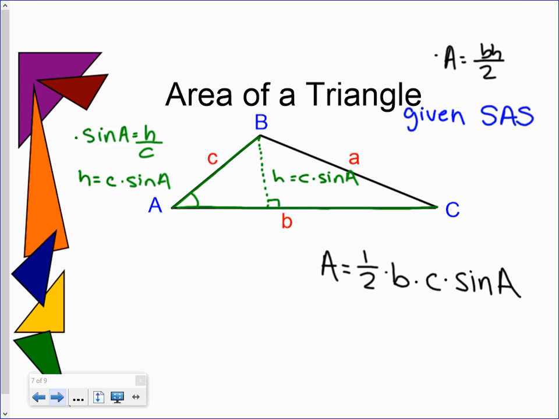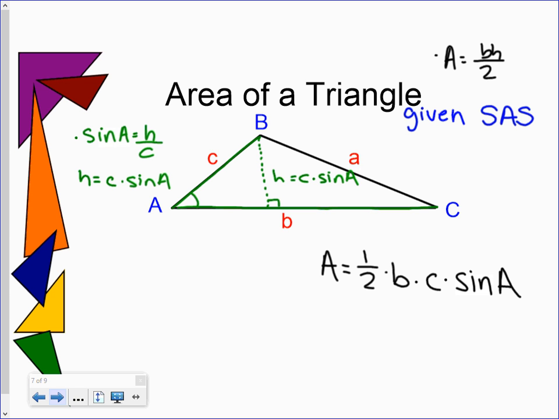So remember, if all I knew, what I had originally highlighted here in green, was side C, side B, and angle A, side, angle, side, I multiply the two sides together, multiply by 1/2, multiply by the sine of the included angle, and that's going to be my area of a triangle. So I don't really need this height. The height is going to be C times sine A.